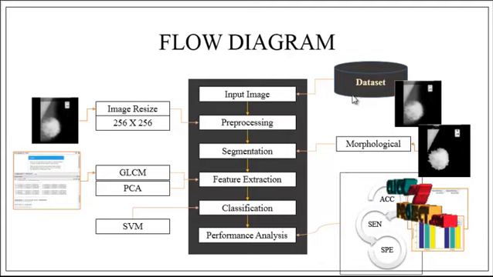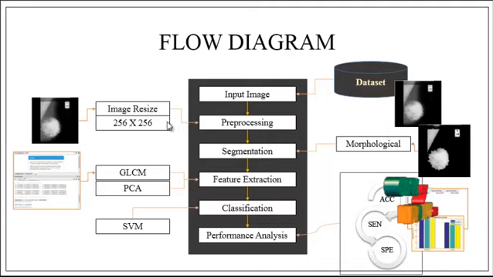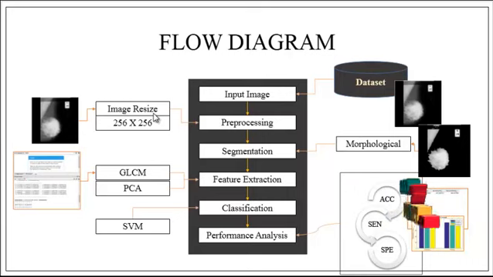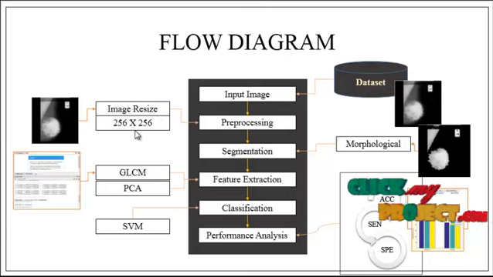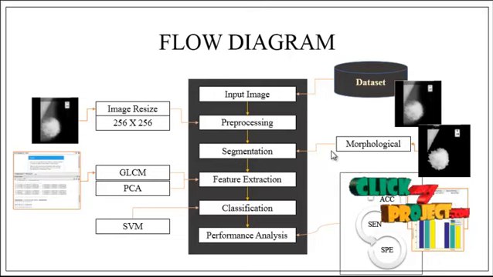After getting the input image, we move on to preprocessing. In this preprocessing, we do image resizing, which resizes the image to an optimum size of 256 cross 256. The first 256 represents the rows and the next 256 represents the columns. After resizing the image, segmentation is done. In this segmentation part, a morphological algorithm is applied to segment the affected portion, that is, the lesion portion.